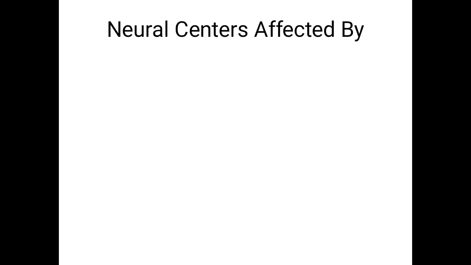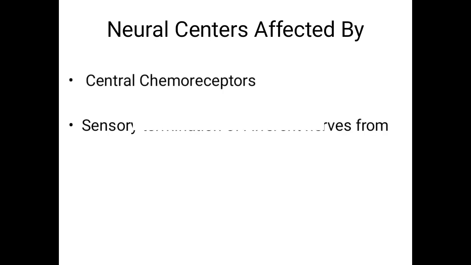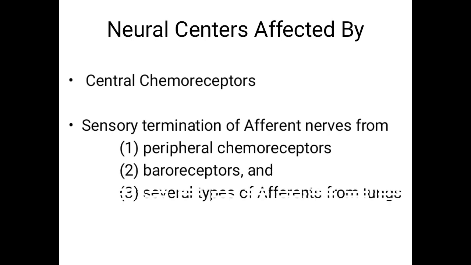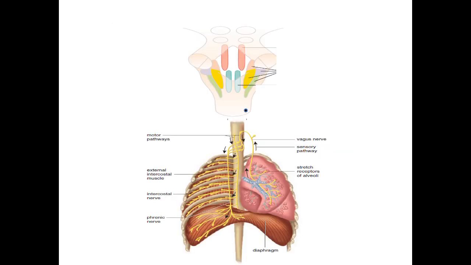Now, these neural centers are affected by, first, central chemoreceptors, then sensory terminations of afferent nerves from peripheral chemoreceptors, baroreceptors, and several types of afferents from the lungs and from the body. Okay? Let us see first the central chemoreceptor. These are located again at the lower end of the brainstem, that is at the medulla.